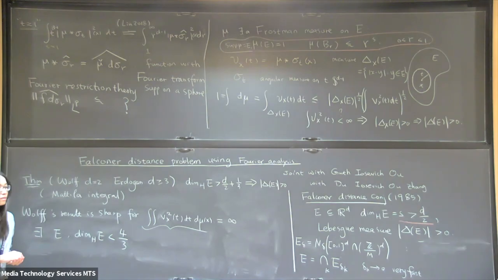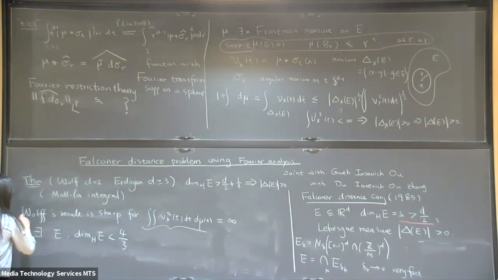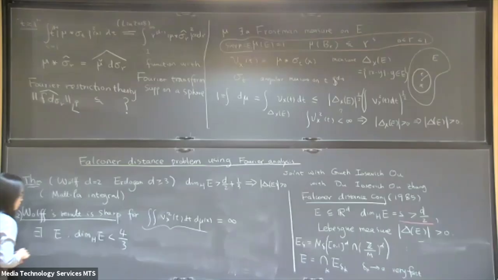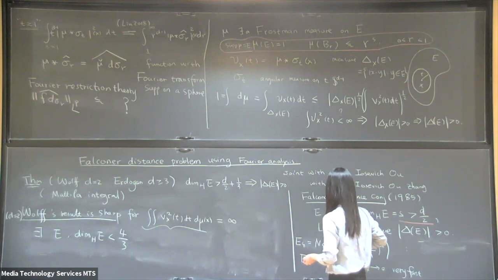That's in dimension 2, right? Yes. So Wolff's result is in dimension 2. We're going to see this example. In particular, this shows that the approach is losing some information. Yeah.